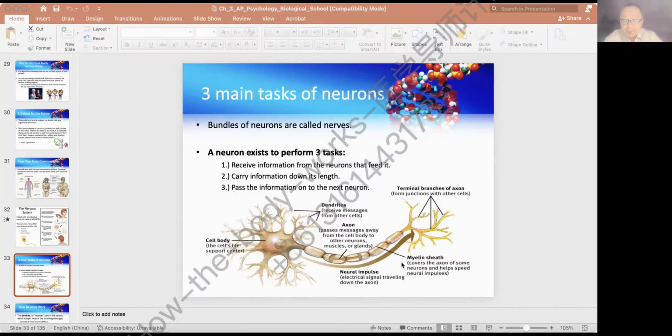And at the end of the neuron cell, you can see the terminal branches of axons, which form junctions with other cells. There are three parts of the nerve cell.